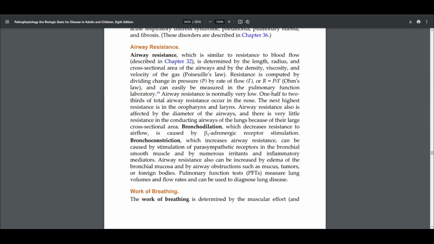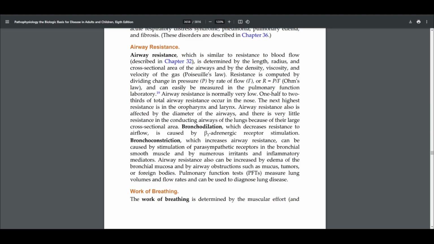Bronchodilation, which decreases resistance to the airflow, is caused by beta-2 adrenergic receptor stimulation. Bronchoconstriction, which increases airway resistance, can be caused by stimulation of the parasympathetic receptors in the bronchial smooth muscle and by numerous irritants and inflammatory mediators. Airway resistance also can be increased by edema of the bronchial mucosa and by airway obstruction, such as mucus, tumors, and foreign bodies.